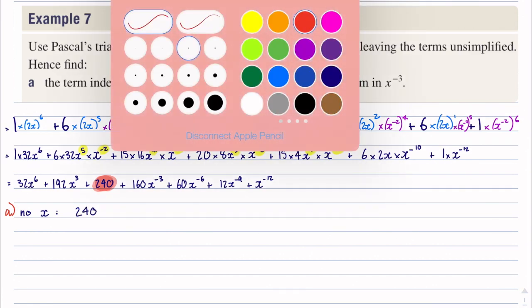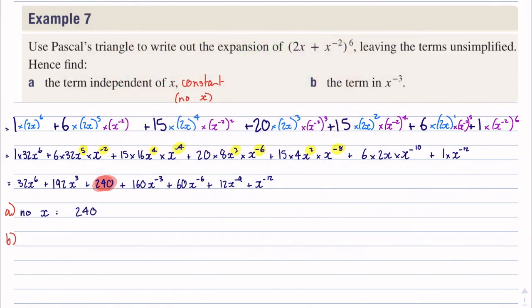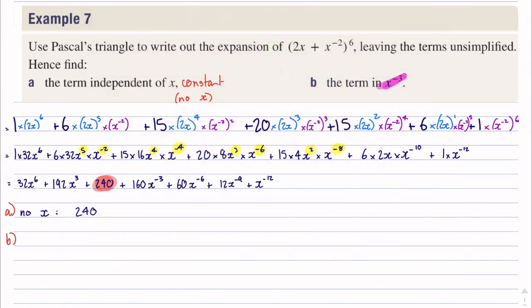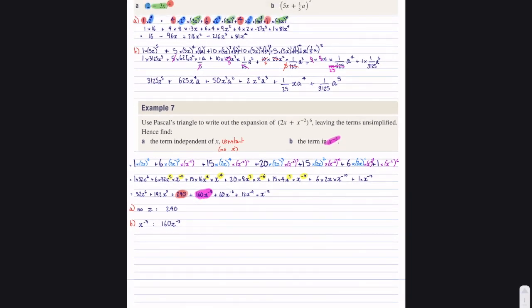Excellent. For question B, the term in x to the 3. Well, let's go through, let's look. x to the minus 3, sorry. I want this in blue, sorry. x to the minus 3, well that's 160 x to the minus 3. So once we did that expansion, the other questions were fairly simple.